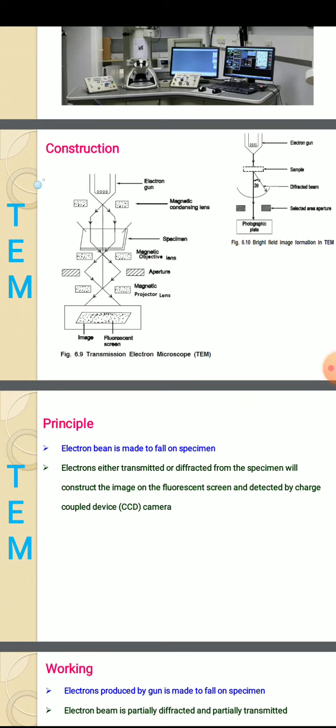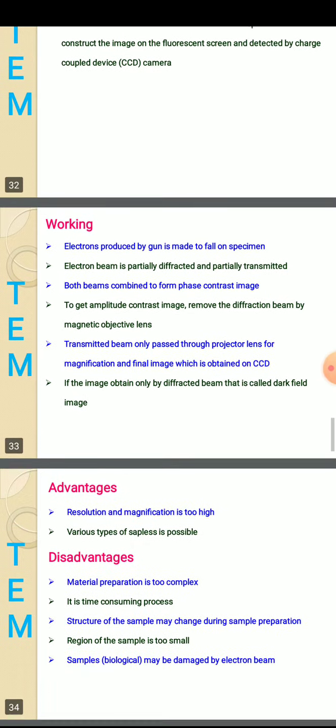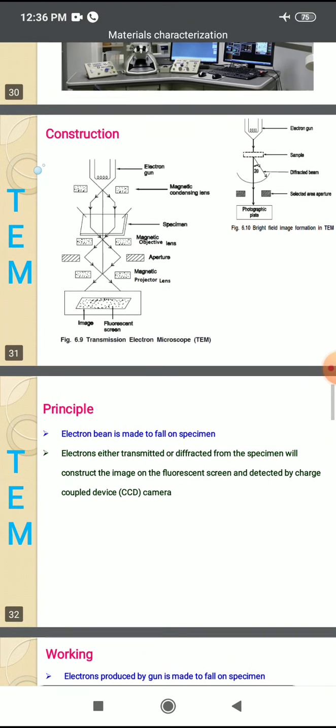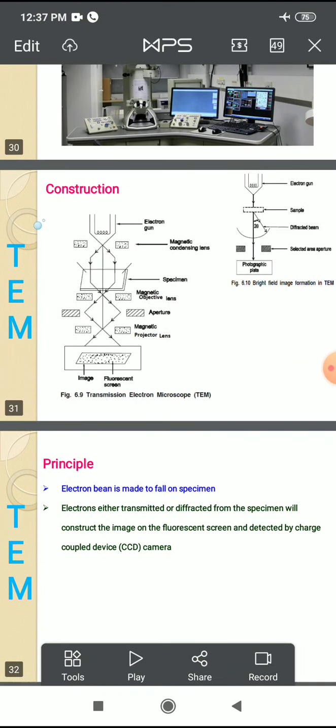Here two types of rays are passing. One is the diffracted beam, another one is the transmitted beam. See the electron gun, then the sample. After passing through the sample, if the electrons are transmitted, the image is bright field. If the diffracted beam is passed through the aperture, we will get the dark field image.